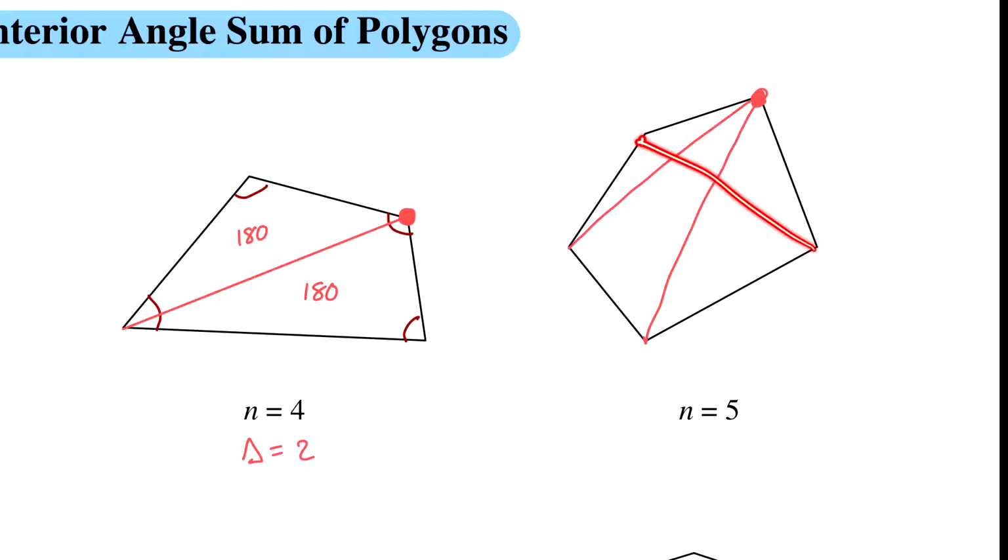If I start drawing lines like this, then I'm crossing. That doesn't make any sense. So they all have to start from one point. There are other approaches to this, but this is the easiest. And so how many triangles do I have? All right, it looks like I have 3 triangles.